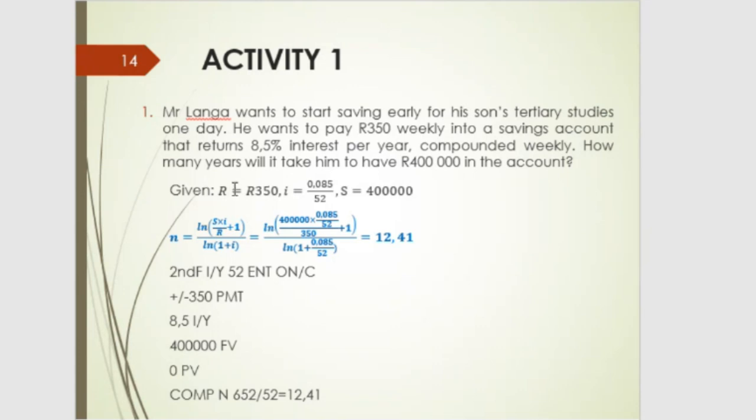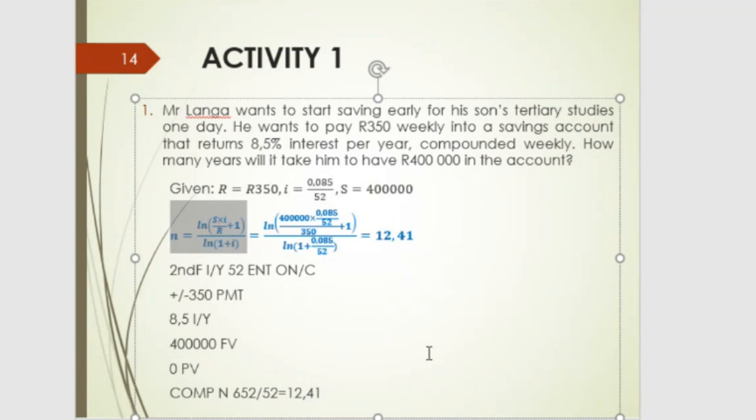So this is what is given. We've got the weekly payments, which is 350. The interest is 8.5, which if you divide by 100, you get 0.085, divided by 52. And we have the future value, which is 400,000. So if you use this formula, N equals the ln of (S multiplied by I, divided by R, plus 1) divided by the ln of 1 plus I. We replace the values, then you get a value of around 640-something or 652 or so.